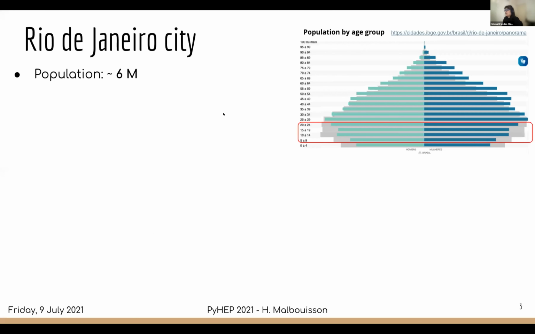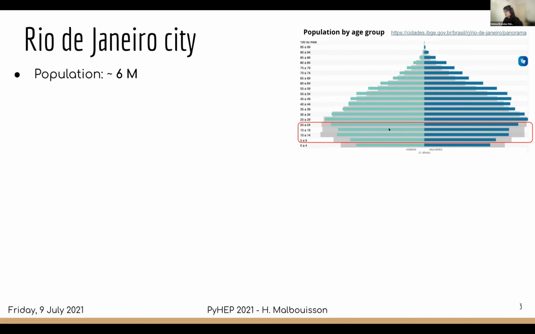So first, let's start with the Rio de Janeiro city. So it's a huge city. It has in its core 6 million inhabitants. And if we consider the immediate outskirts, so the immediate suburbs of the city, we make it to the double, so around 12 million people. And if you look here on the top right at the population by age group, then we see highlighted the ages between school, high school, and university attendance. And we see that it's a significant portion of the population.